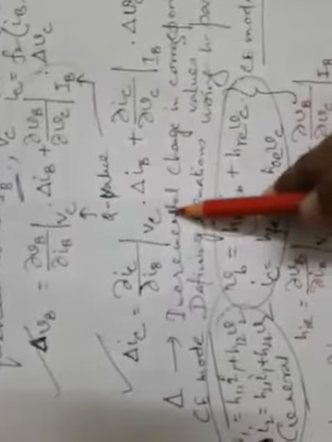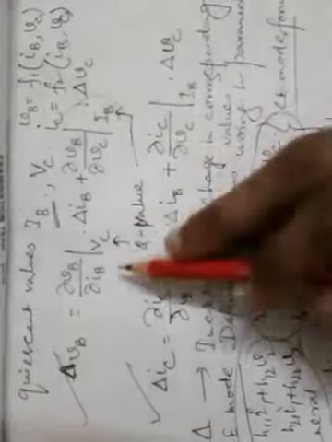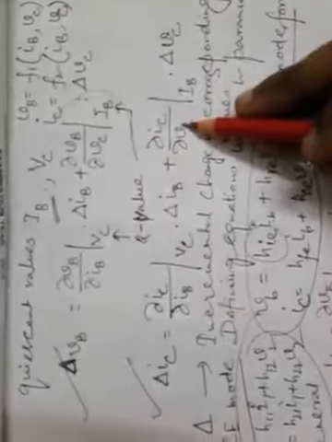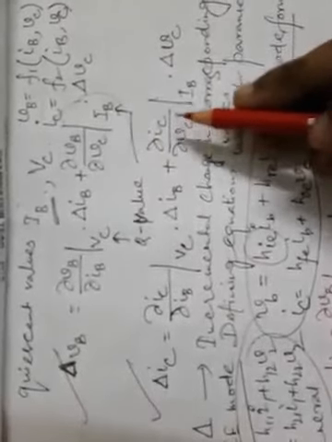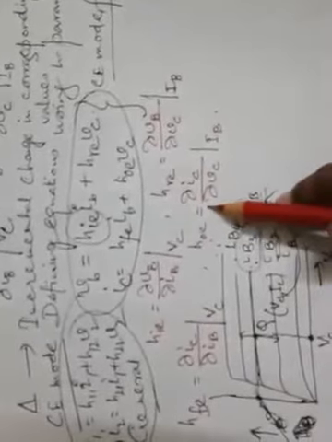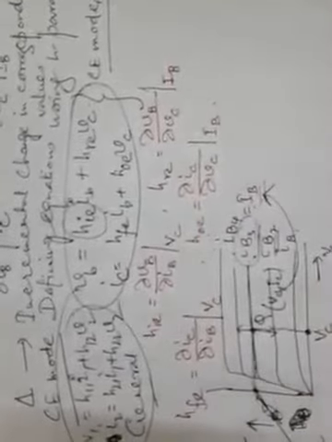As we have seen for these two equations, VC should be kept constant, and the corresponding IB can be varied, because these multivariable functions depend on two independent variables. When VC remains constant, IB may vary. When IB remains constant, VC may vary, and accordingly these partial derivatives can be called valid. That means these expressions of H parameters may exist.